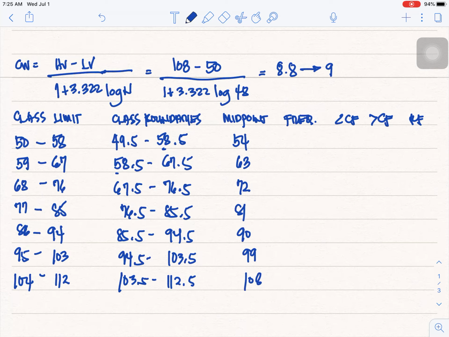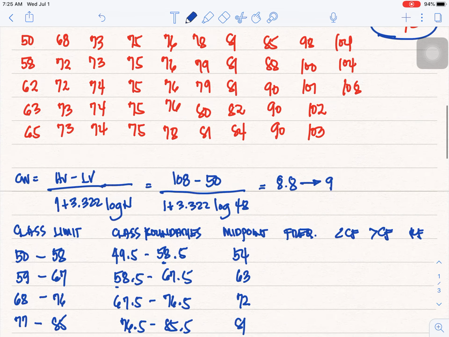Okay, so next is the frequency. Now we are going to count how many values fall from 50 to 58. Let us count. We have there 50 to 58, 1, 2. Then 59 to 67, we have there 1, 2, 3. Then 68 to 76, we have 1, 2, 3, 4, 5, 6, 7, 8, 9, 10, 11, 12, 13, 14, 15, 16, 17, 18, 19.